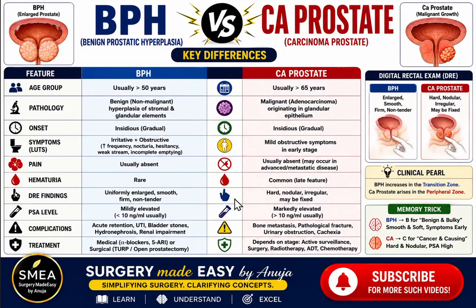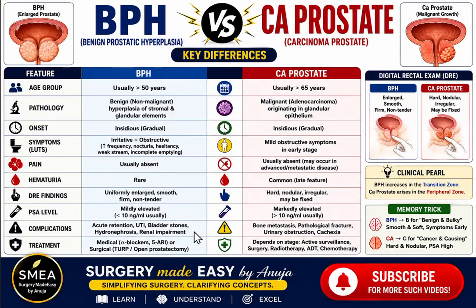On per rectal examination or digital rectal examination, we can palpate a uniformly enlarged, smooth, firm, and non-tender gland in BPH, whereas in CA prostate, we can feel a hard, nodular, irregular growth which may be fixed to the surrounding structures. PSA level, that is prostate specific antigen, is mildly elevated in BPH, whereas it is markedly elevated in CA prostate.